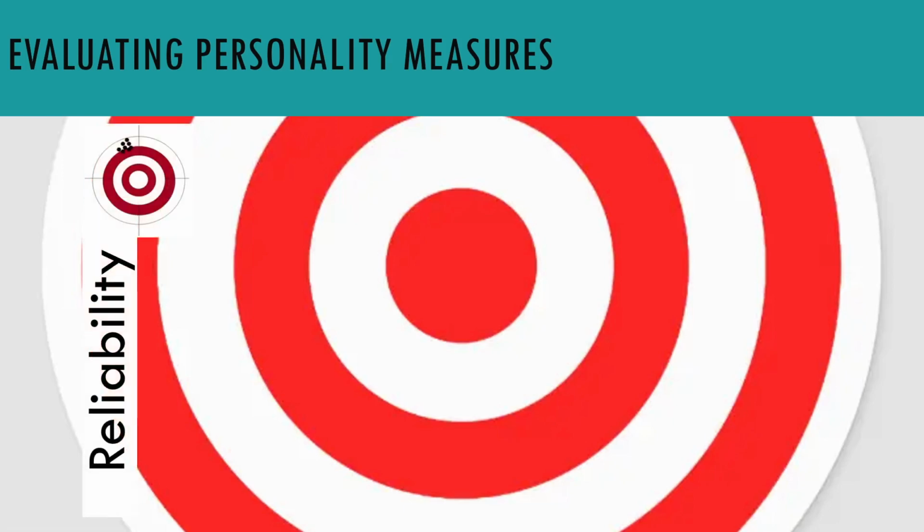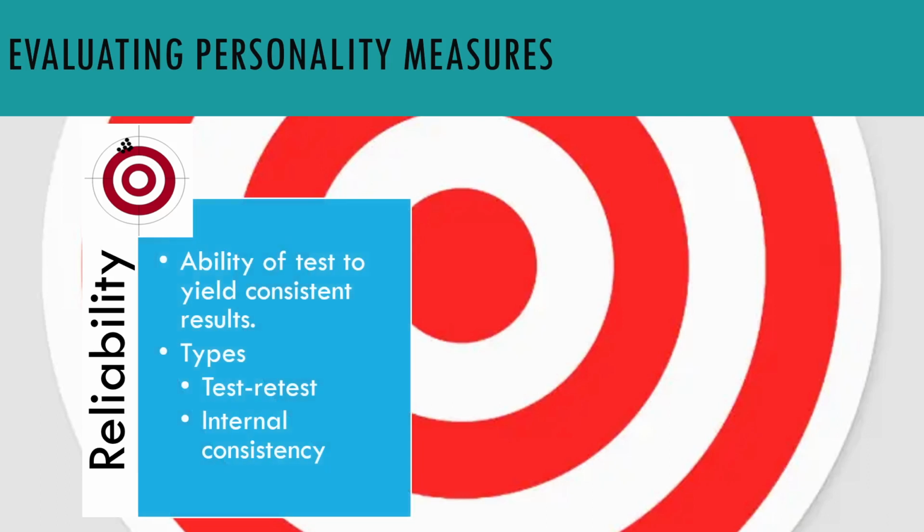So here we have a little target there, and you see how all of the holes are all clustered together. So this person is shooting very reliably, right? They're hitting basically the same spot over and over again. When we talk about this in terms of personality measures, what we're referring to is the ability of the test to yield consistent results. So for an individual, if they take this personality test when they're 18 and then they take it again when they're 28, well, they get basically the same score.